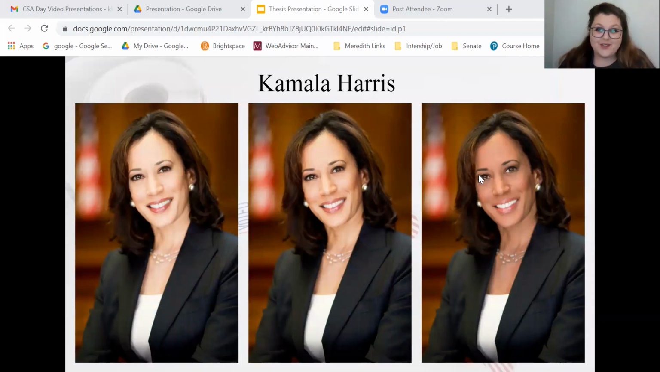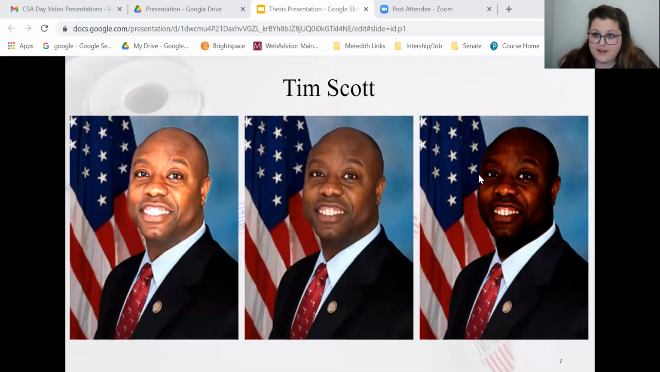This is obviously a photo of Kamala Harris, our vice president. The photo on the left is the lightened version. The middle photo is the unaltered version. On the right-hand side is the darkened version. This is Tim Scott, a senator from South Carolina, and it's the same deal, lighter, unaltered, darker.